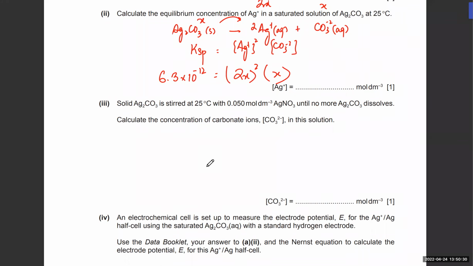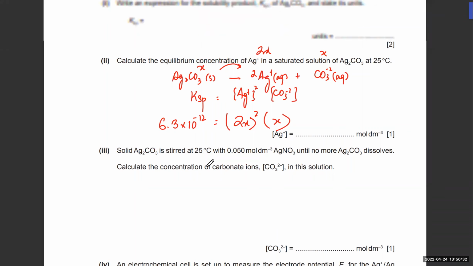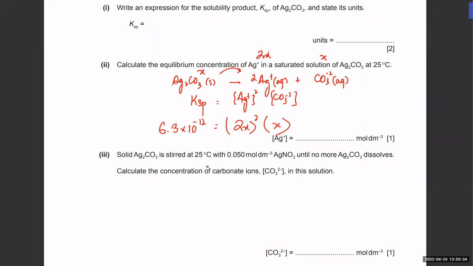मैं बता देता हूँ, there are two types of questions, ठीक है? One is they might give you the concentration. Let's say they tell you that it's 0.0012 mole per dm cube that's dissolving. That's the solubility. So the concentration of silver ions would be 0.0024 mole per dm cube, and this would be 0.0012 mole per dm cube. Then you put these values in the expression and you find Ksp. There's just two questions: one is this one, the other one is the opposite one.